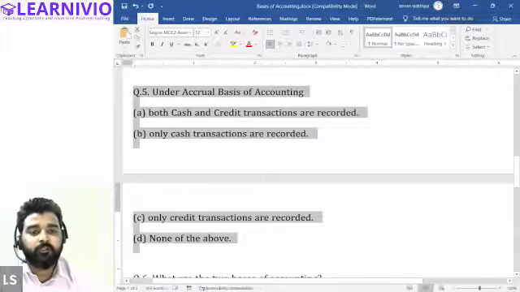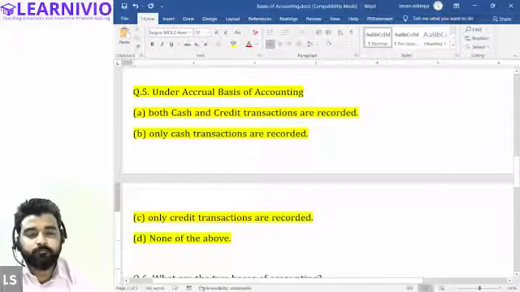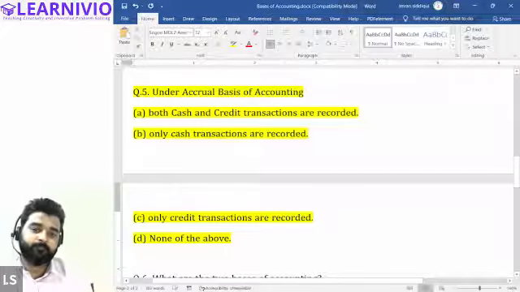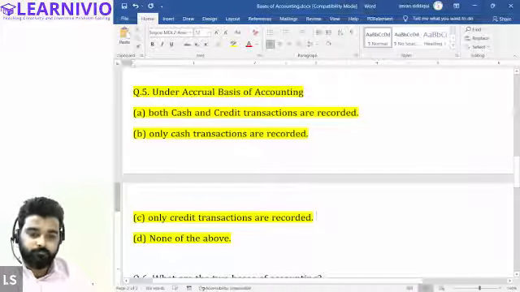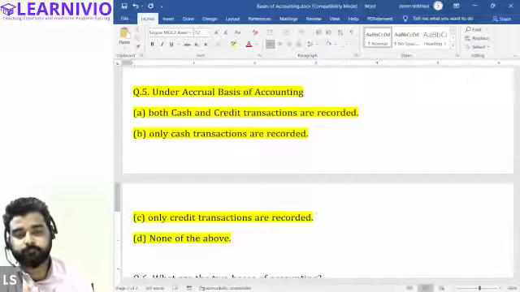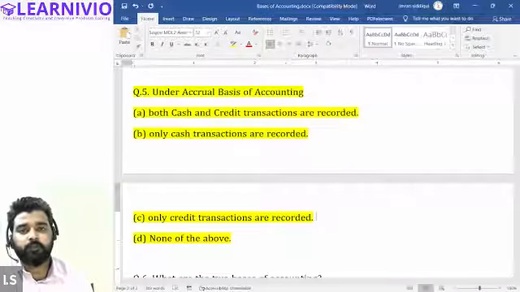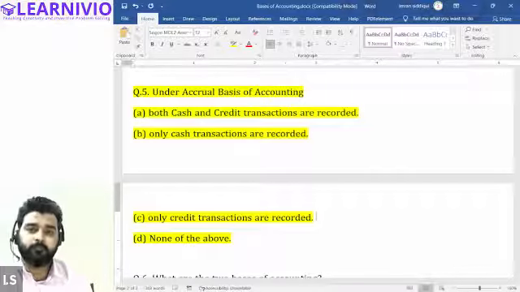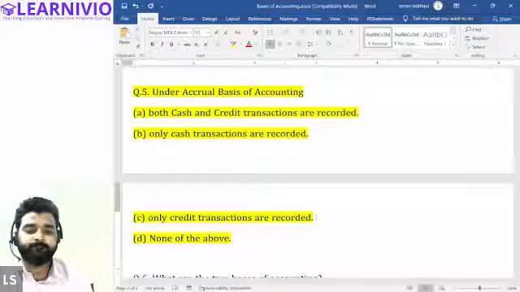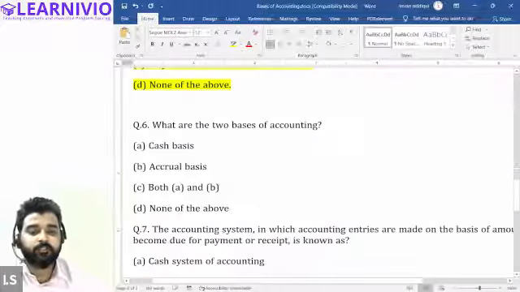Question number five, under accrual basis of accounting. Halima, please answer this. Option A. Sameeksha? Yes, sir. Both cash and credit. Okay. Steve, unmute yourself and please answer. Okay. A is the correct answer, guys.